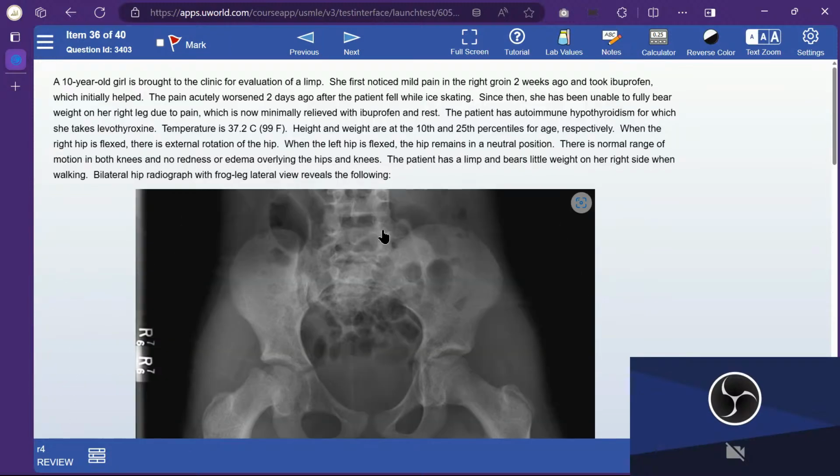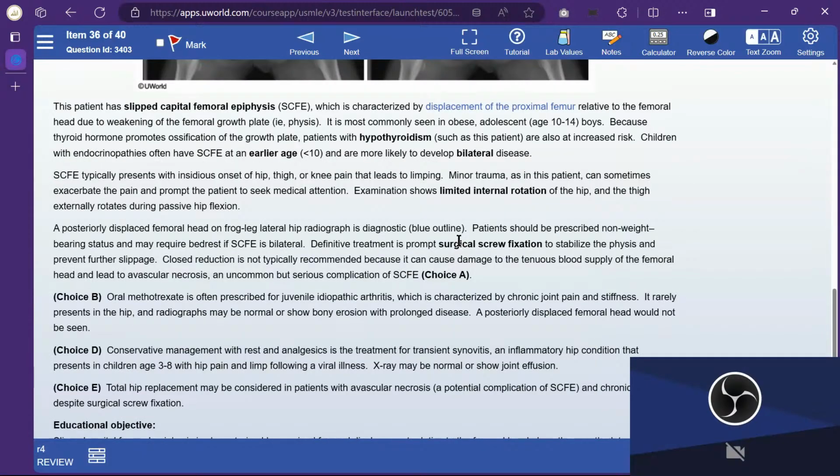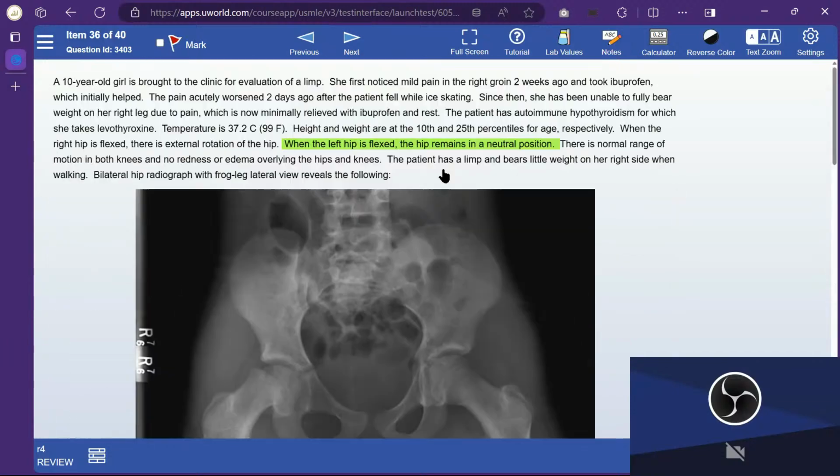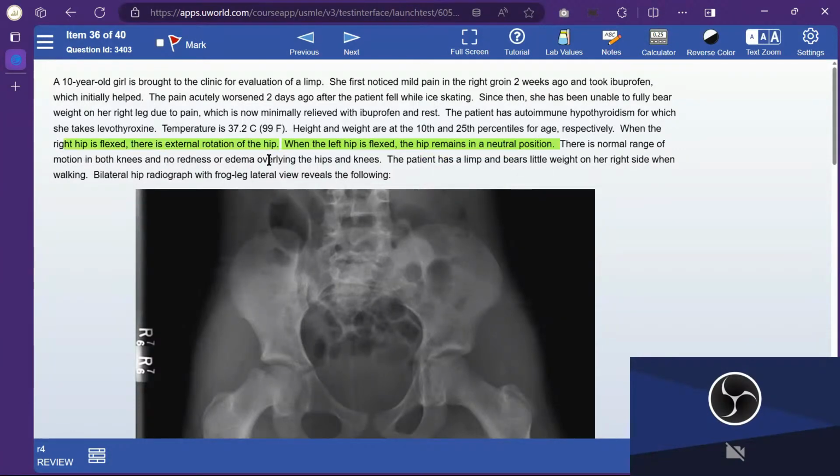Slipped capital femoral epiphysis. This is the key point: when the right hip is flexed, there is external rotation of the hip.